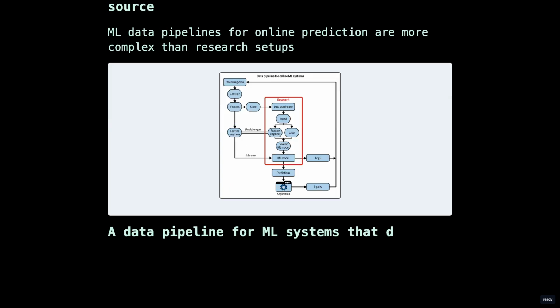This broader view matters because online ML is not just about a model file. It is about a pipeline that can produce the same features reliably in both training and serving, while still handling fresh data at production speed.